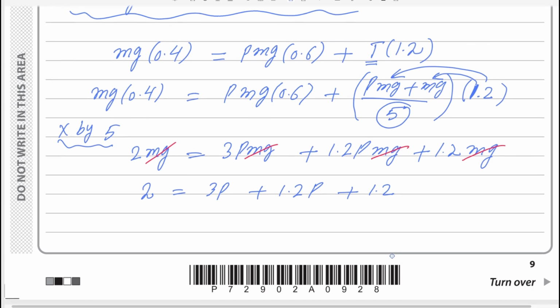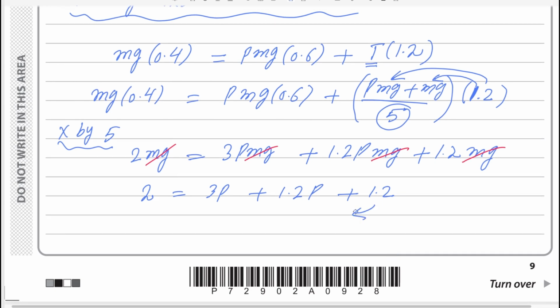Okay. Now just move this value to the left side. So 2 minus 1.2 will give you the answer 0.8. And 3 plus 1.2 will be 4.2. P implies that we get the answer of P from here by dividing 0.8 by 4.2. You get the answer as a fraction. Better you write it as is, in fraction, if you want to get the exact value of P. So 0.8 divided by 4.2 gives you the answer 4/21.